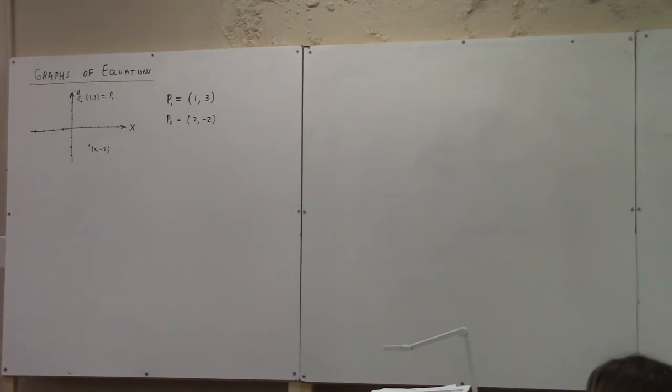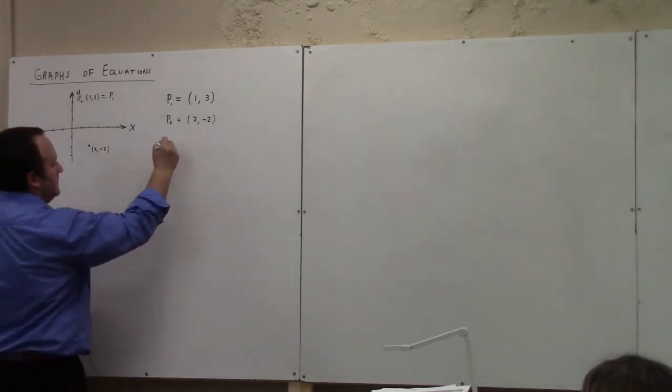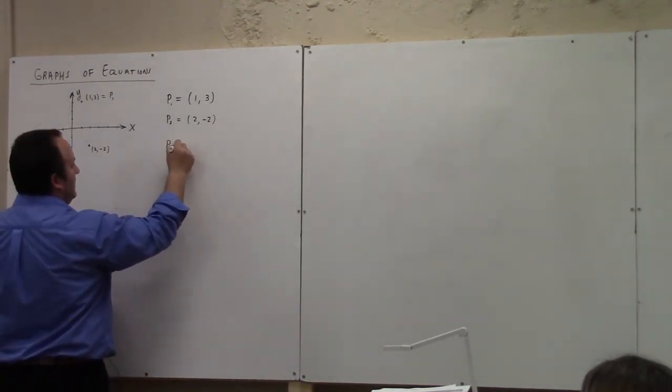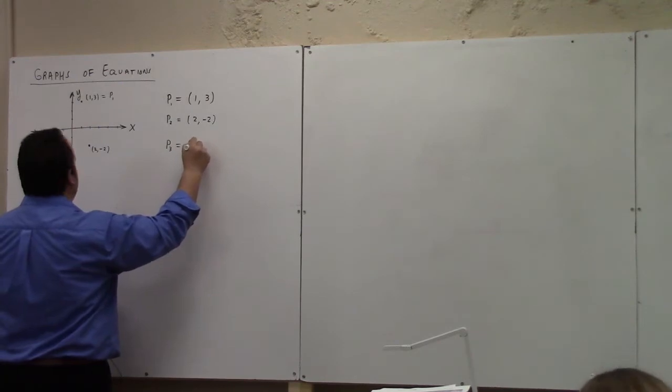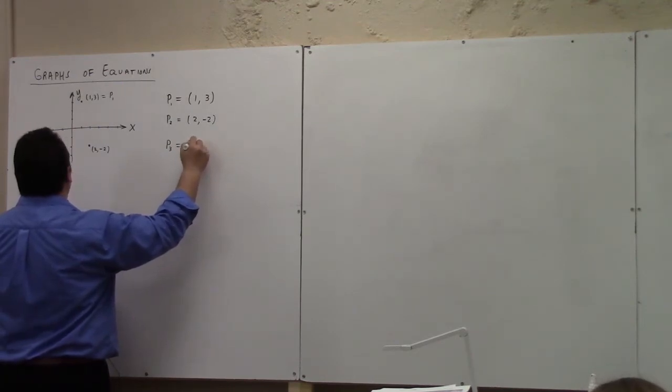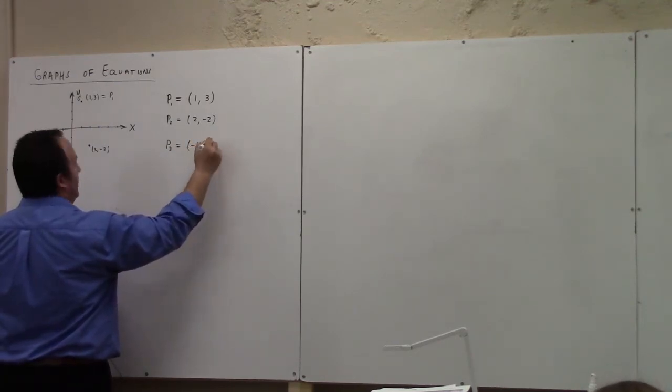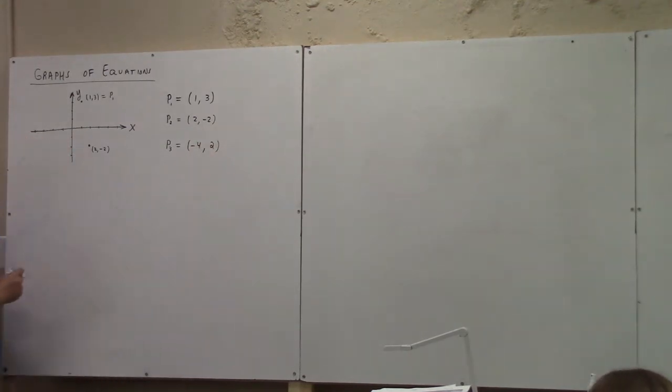Let's see here, third point, P3. Let's suppose we have (-4, 2). Where would that be? So we go 4 to the left, right? 2, 3, 4, and then we go up 2. So to the limits of my artistry, it's about here.